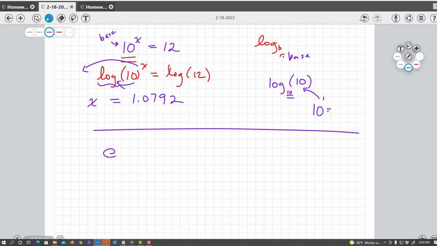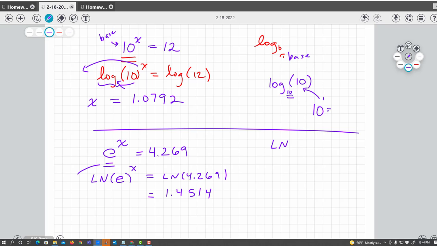Now what if you have this e to the x? I know my e's ugly. 4.269. Well, we have to go back and remember what is e. Remember, that is ln, so that's the natural log. So all we have to do is ln e of both sides, ln of 4.269. And so you have to be careful that you find this ln on your calculator to get this answer, 1.4514. And remembering what's happening here, and we get our answer.